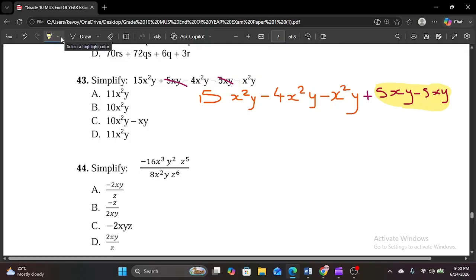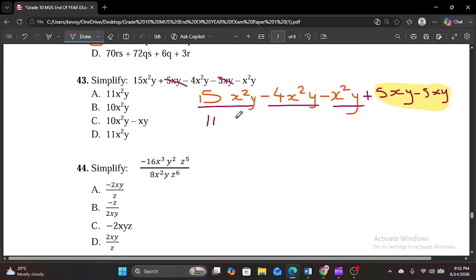And next we have our like term right here. So that's going to be 15 minus 4, that's going to be 11. And then we have another term right here. This is 1 term, 2 term, 3 term. So after subtracting this term from this term, 15 minus 4, we get 11.